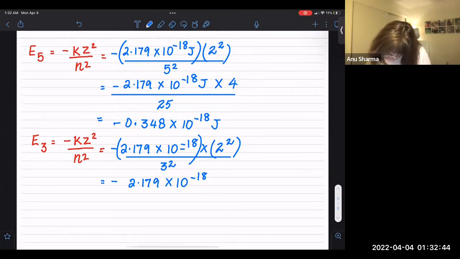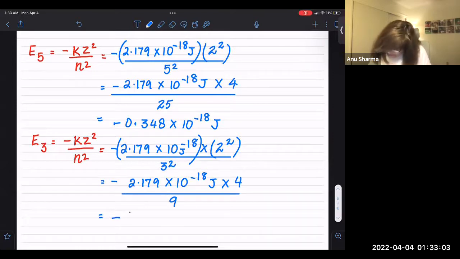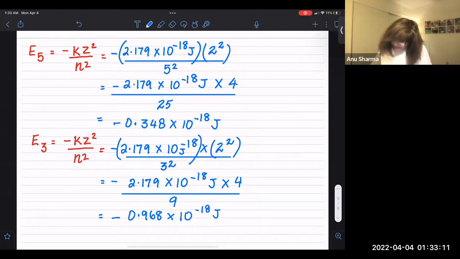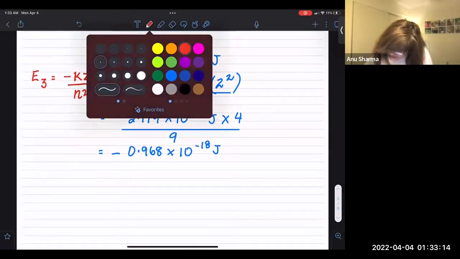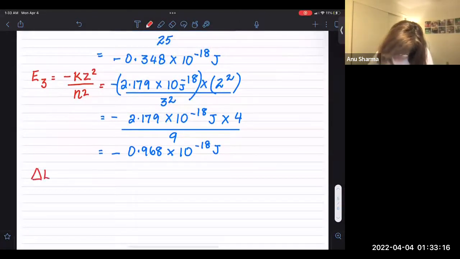This is joules, and joules times 4 over 3 3s are 9. Okay, so now you have negative, when you solve this whole thing, you get 0.968 into 10 to the power negative 18 joules. Now let's look at delta E, which is the change in energy when the electron jumps from E5 to E3.